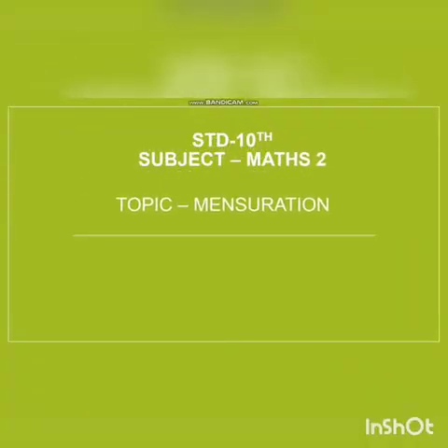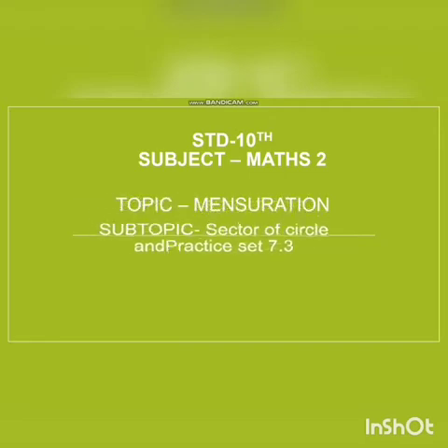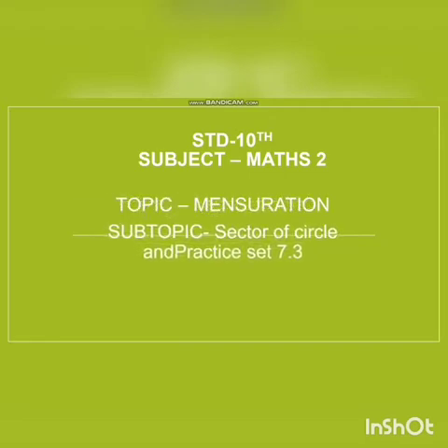Our topic is mensuration in Maths 2 for Standard 10. Today we are going to see our subtopic, sector of circle, and some examples from practice set 7.3. To see sector of circle, first we are going to see the length of an arc, meaning the arc of a circle. In the previous standard, you learned about the arc of a circle and the circumference of a circle. Today we are going to take a quick revision about the arc of a circle.